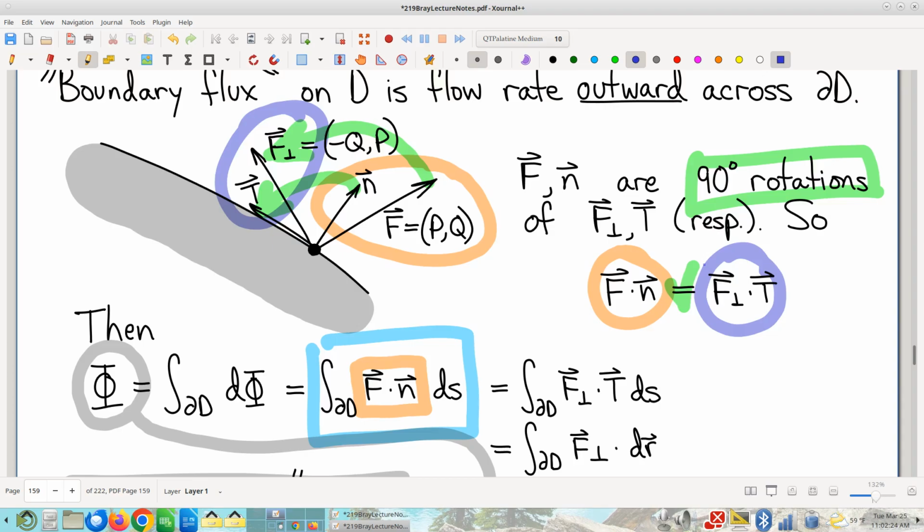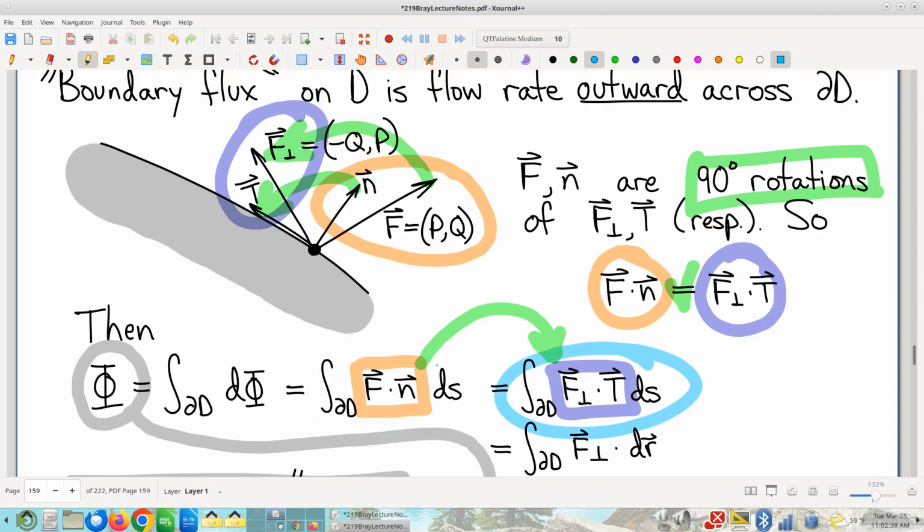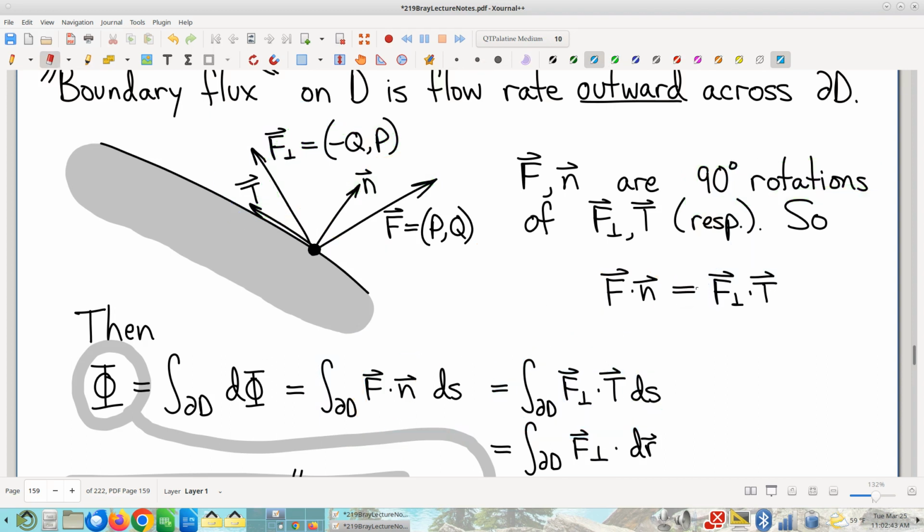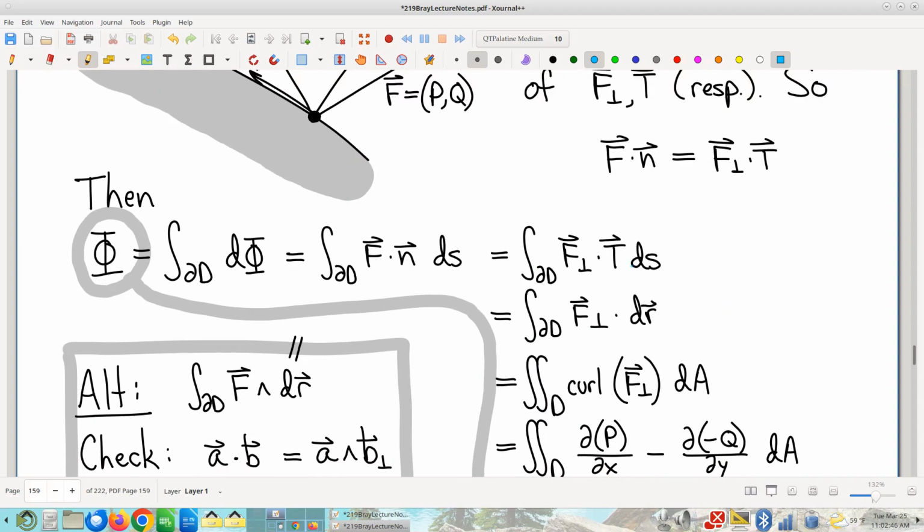Okay, so as noted here, by way of this 90-degree rotation argument, I can rewrite that integral like that, and this is something we know how to deal with. No problem. I know how to deal with T ds. That's dr. I know how to deal with integrals of a vector field dot dr. That's just a vector line integral. That's our old friend. All good.